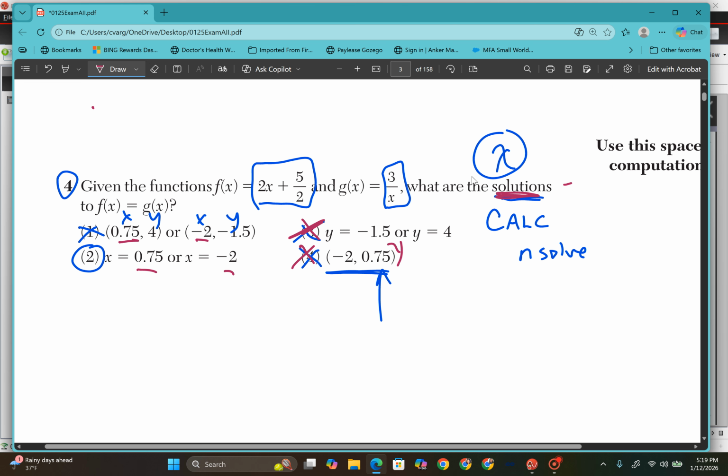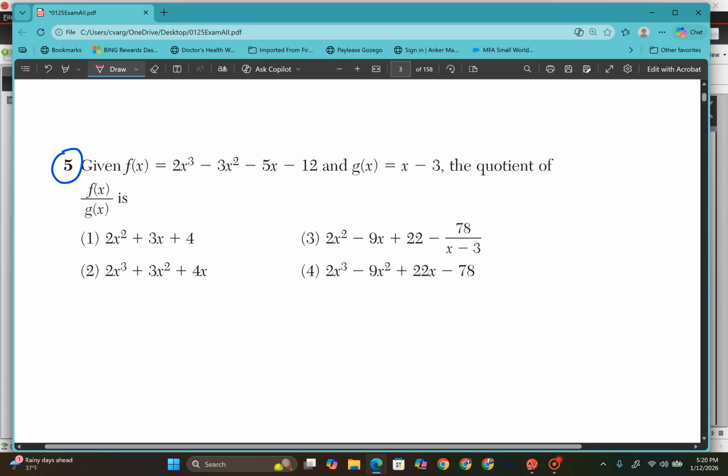That's the same thing as a zero. What are the zeros? That's the same thing as roots. And that's the same thing as x-intercepts. Those are all synonyms, okay? So again, whenever you see solutions, you are talking about the x's, not the y's, okay?